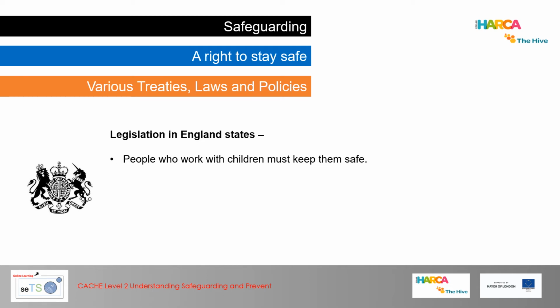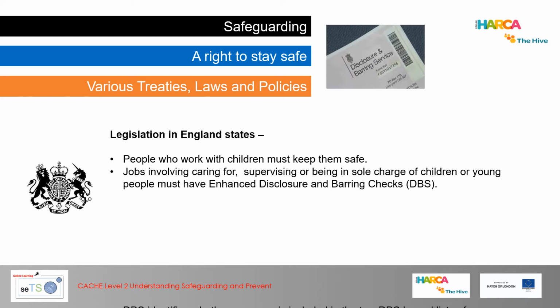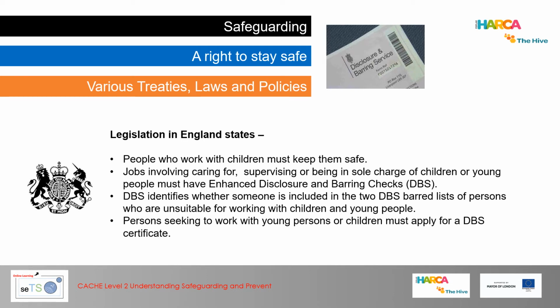Legislation in England states that people who work with children must keep them safe, and those jobs involving caring for, supervising or being in sole charge of children or young people must have enhanced disclosure and barring checks, or DBS, which used to be known as the CRB. DBS identifies whether someone is included in the 2 DBS barred lists of persons who are unsuitable for working with children and young people. Persons seeking to work with young persons or children must apply for a DBS certificate.